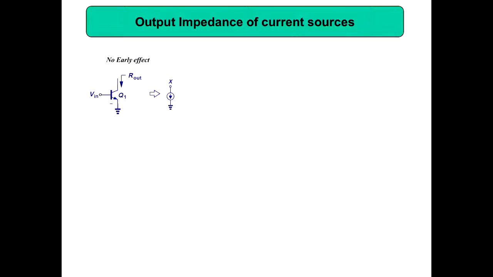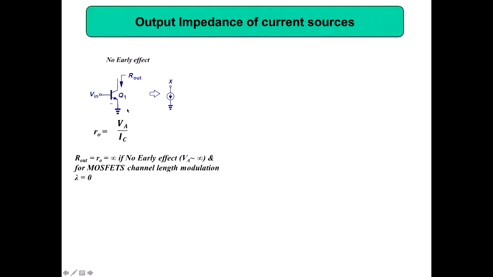So the output impedance of the current source, which we already discussed. If we don't take into account the early effect, we will say that this current source has infinite impedance. RO equal to VA by IC, which we already know. RO equal to infinity if there is no early effect and for MOS no channel length modulation. Then if you are using one transistor as a current source, you are through. You don't have any issue.